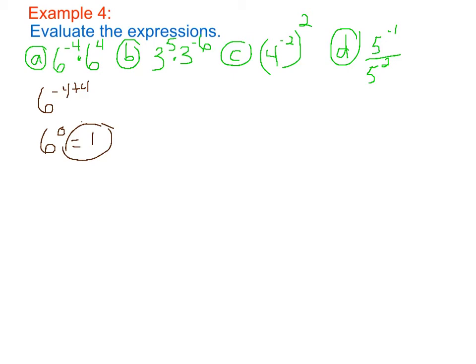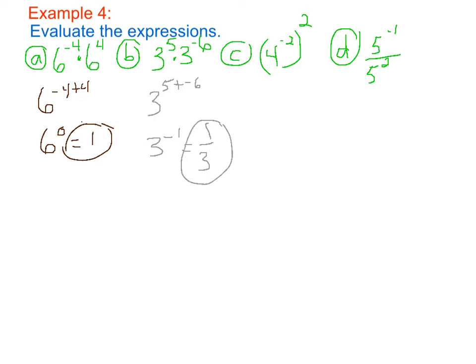In the next example, B here, we have 3 to the 5th times 3 to the -6th. Again, they have the same base. They both have a 3, so we can write this as 3 to the 5th plus -6. When you add those together, you get 3 to the -1, and that can be written as 1 over 3.